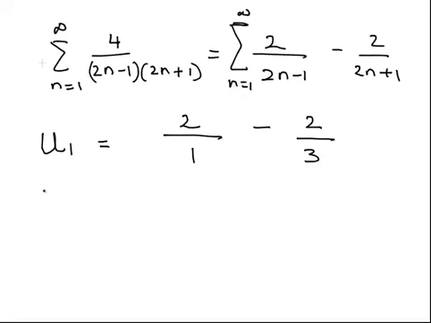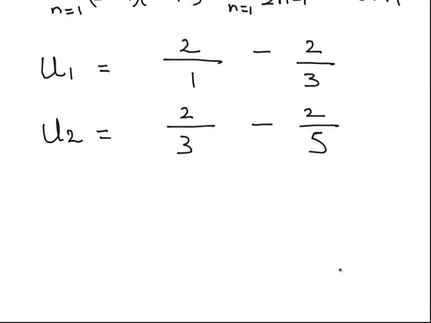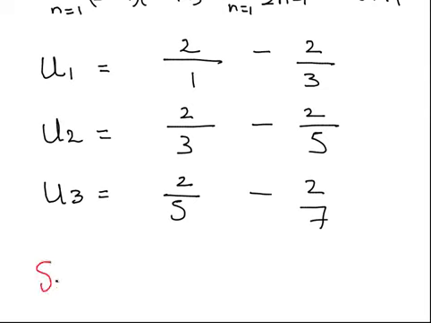The next one is u2, and that is 2 over 3 minus 2 over 5. N is 2, so 2n minus 1 is 3 and 2n plus 1 is 5. And so on. u3 equals 2 over 5 minus 2 over 7, and so on. You get the idea now. Essentially, the sum equals u1 plus u2 plus u3 and so on.